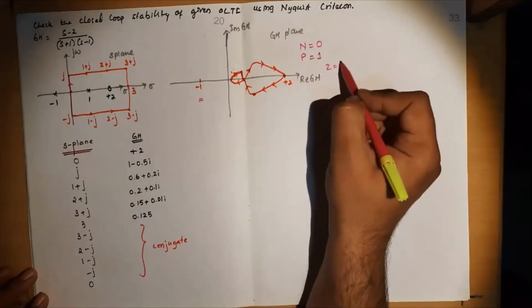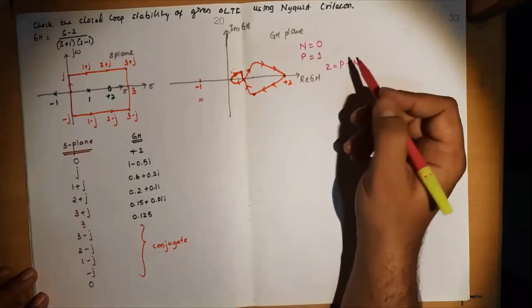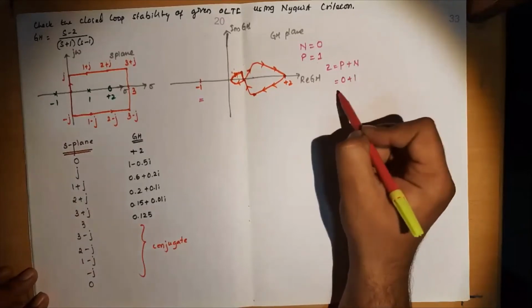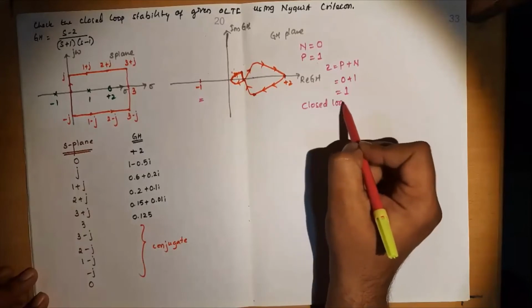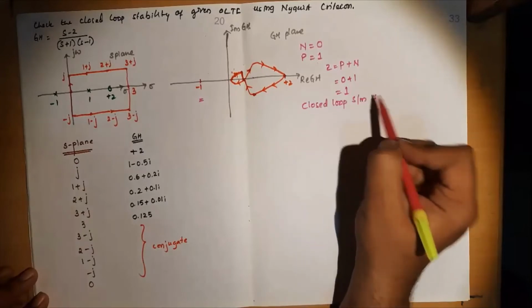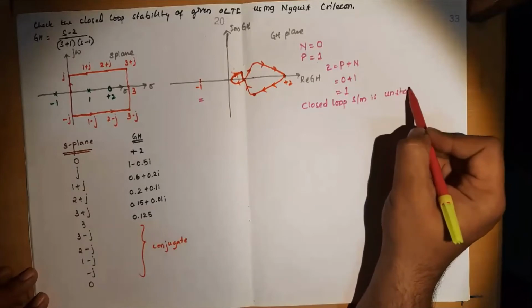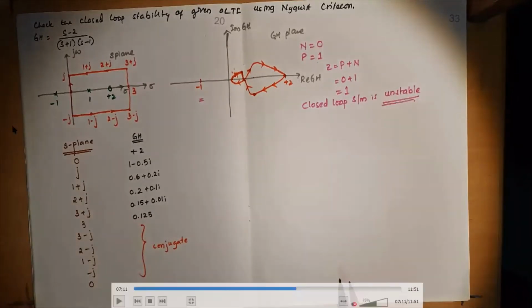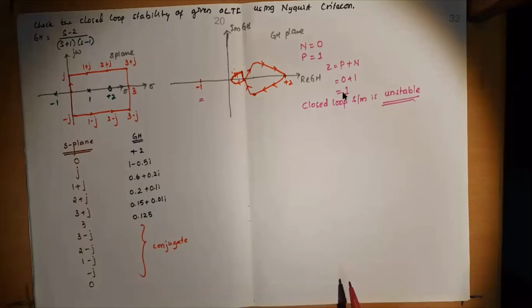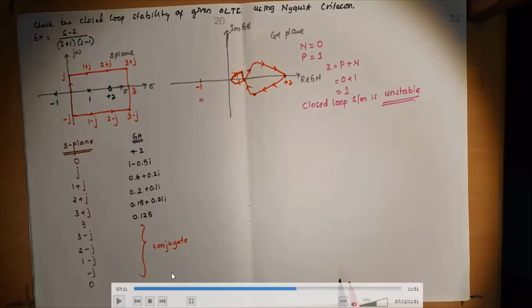Now directly calculate Z. Z equals P plus N, which is equal to 0 plus 1, equal to 1. So Nyquist gives us information that there exists a right half pole in a closed loop transfer function. Therefore the closed loop system is unstable. So in this particular example, open loop is also unstable, closed loop is also unstable, and there is one closed loop pole which lies in the right half.